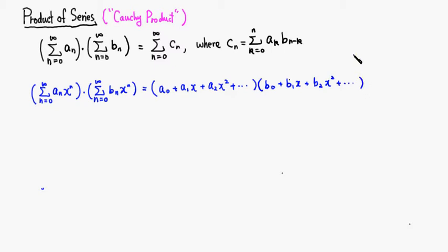So collecting the like terms, if you multiply them out, you can see that the constant term would be a0 times b0, and that's it. Then the linear term would be a0 times b1 plus a1 times b0, times x. And the x squared term we can get by a0 times b2, or a1 times b1, or a2 times b0.